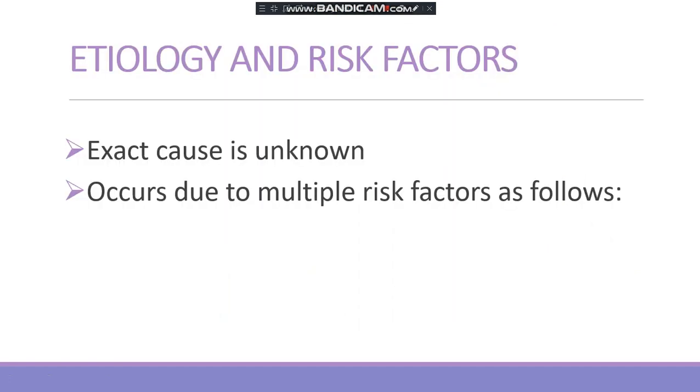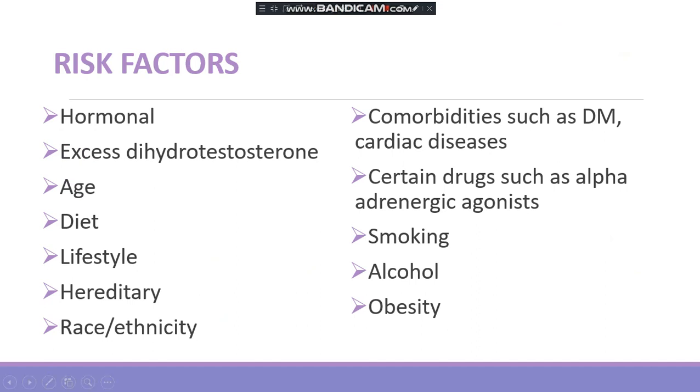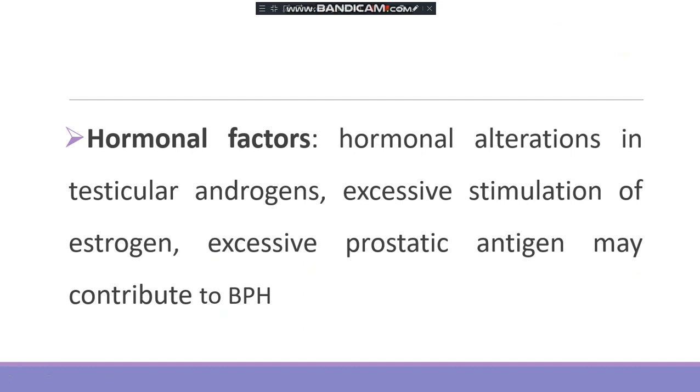Okay, now let's come to the etiology and risk factors. Basically, the exact cause is unknown. It occurs due to multiple risk factors, like hormonal factors, excess dihydrotestosterone level, aging, diet, lifestyle, hereditary, race, ethnicity, comorbidities such as DM, cardiac diseases, certain drugs such as alpha adrenergic agonists, smoking, alcohol, obesity. So let's move on to each point in detail.